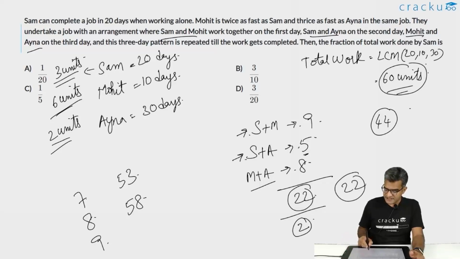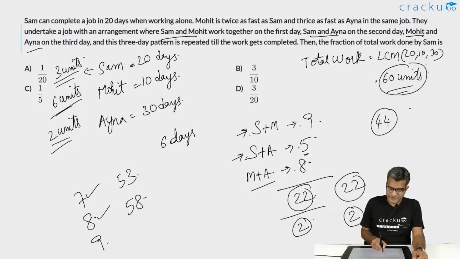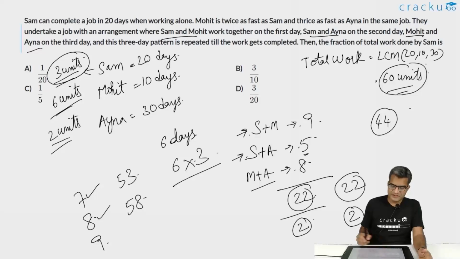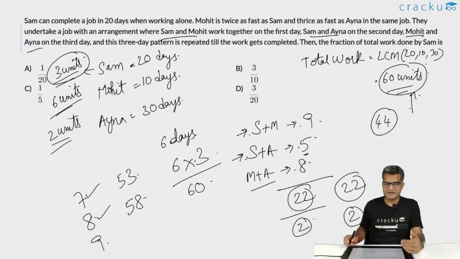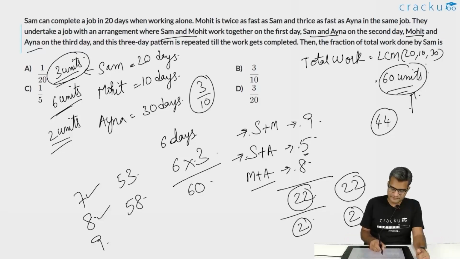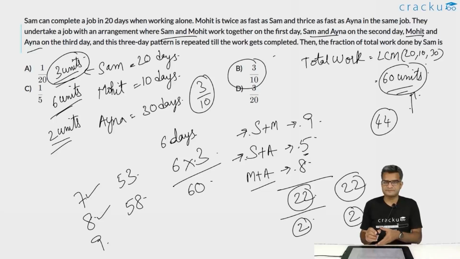In the second 3 days, Sam worked 2 days. Sam also worked on the 7th day and the 8th day. So the total number of days Sam worked is 6 days. And the total work Sam would have done in these 6 days is 6 into 3 units of work, which is 18. The total work that needs to be done is 60 units. So the fraction of work done by Sam is 6 into 3 divided by 60, which is 3 by 10, which is option B.